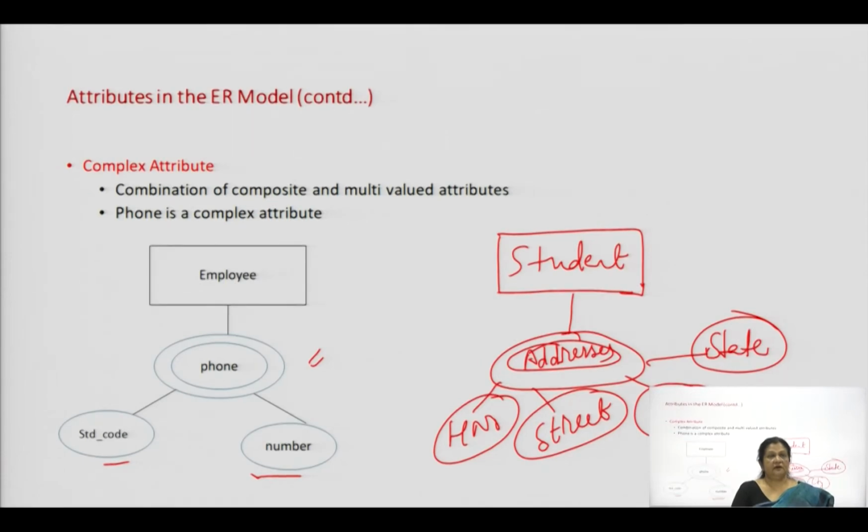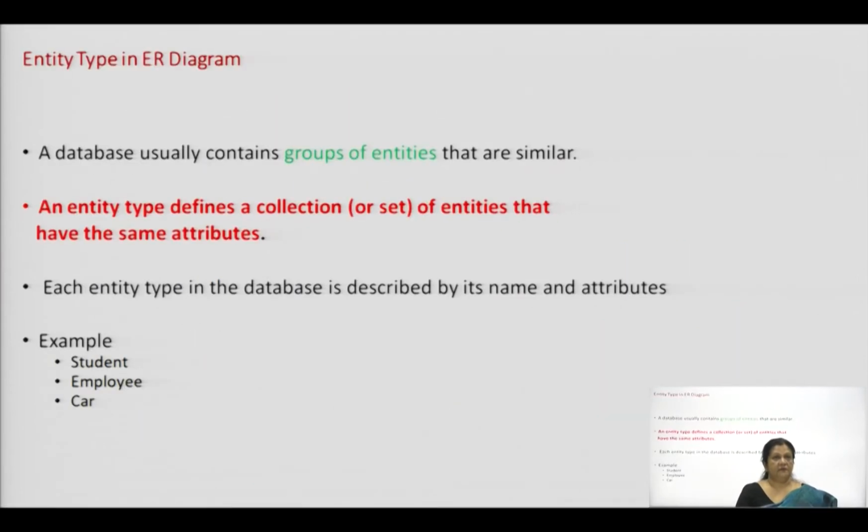So, these are the different types of attributes that are there in the ER diagram, and which attribute we are using, whether we are using a simple attribute or a multi-valued attribute or a stored attribute, it actually depends upon the requirement of the database, that is, what is the type of the data in the database. Now, what is an entity type?